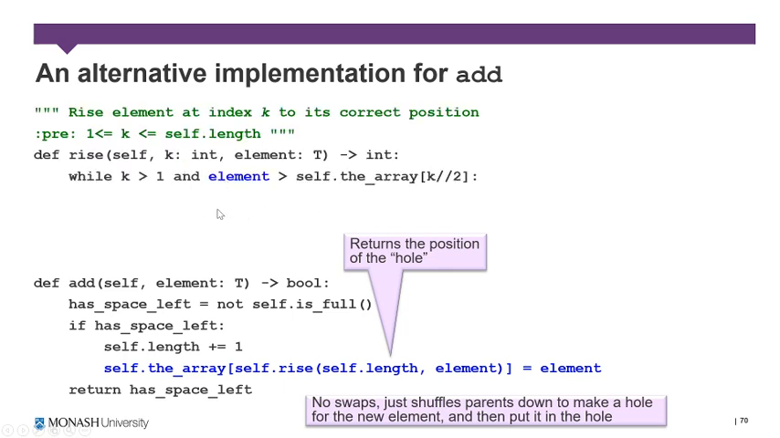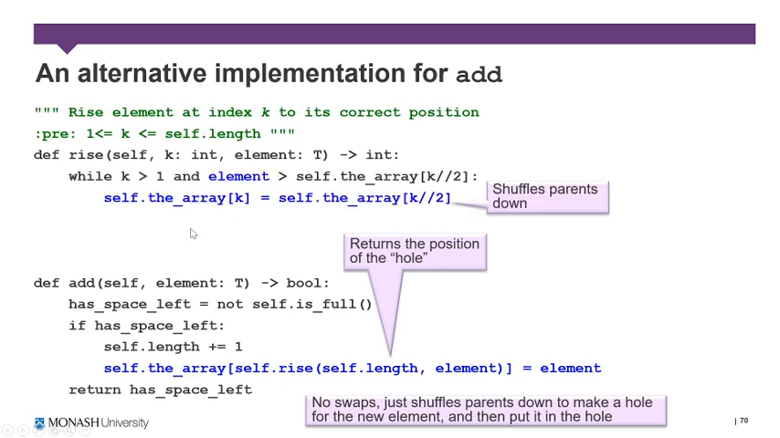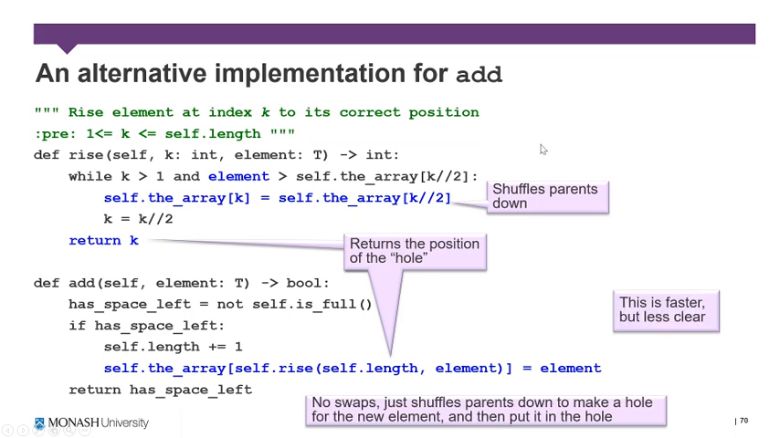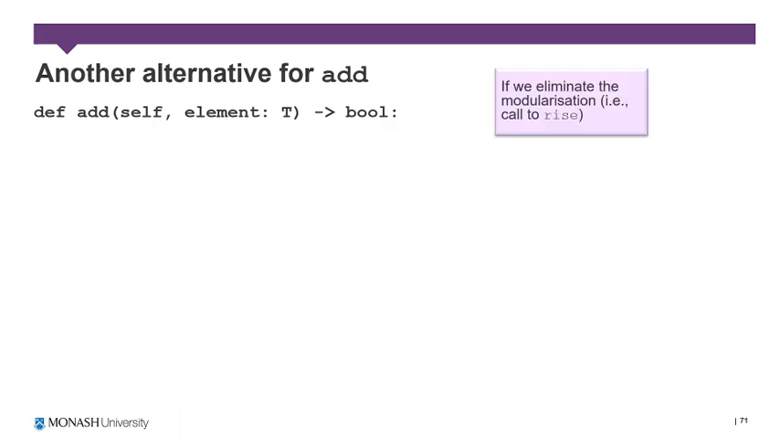So again, rise is going to be pretty much the same here, except it's going to shuffle the parents down this time rather than swap them. And then again, it's going to divide by 2, so it looks at the next one, and return k, because we need to know the final position of where that hole is, so then we can insert it into that position. This is faster but less clear. So again, it's definitely more efficient, but it's a little bit harder to understand. So obviously there are pros and cons for this particular approach.